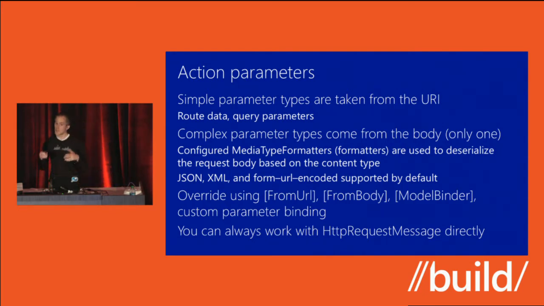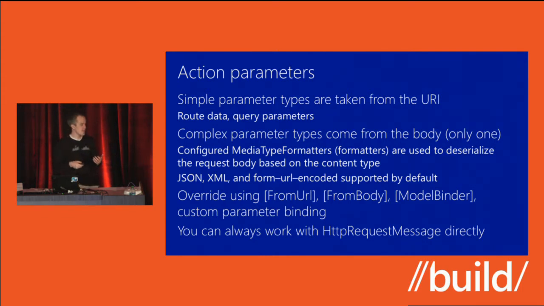If the parameter is a complex type, like Customer or Order, then we assume that data is going to come from the body. And there can only be one thing that comes from the body, because what we're going to do is use the configured set of media type formatters to deserialize the data in the request and populate that object.